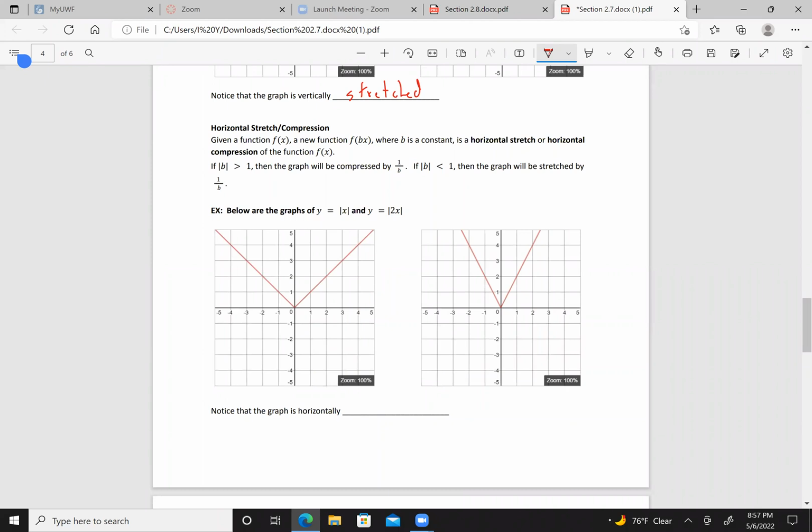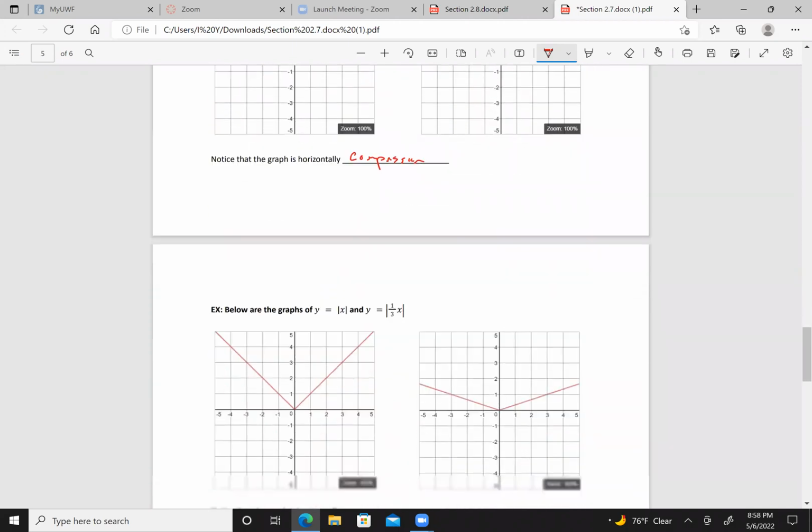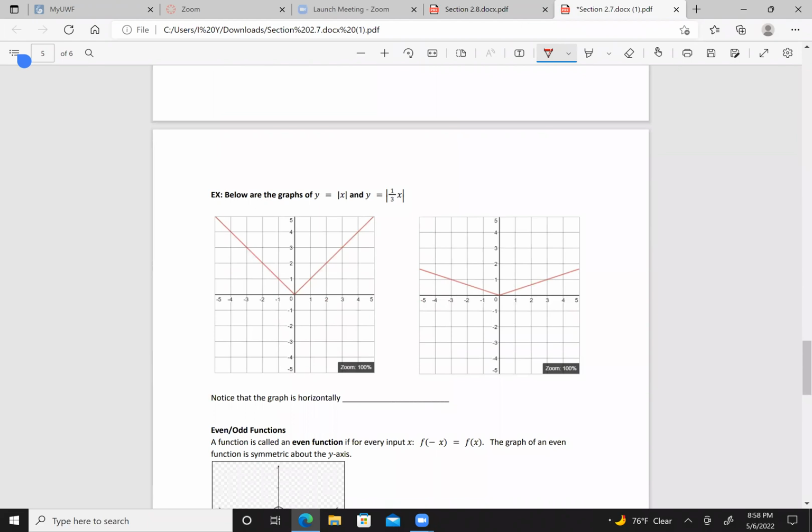So I have y equals absolute value of x and y equals absolute value of 2x. What do I know? b is 2, which is greater than 1, so I'm talking compression. It's like I'm squishing it in horizontally. Likewise here, I have y equals absolute value of x and y equals the absolute value of 1/3 x. What am I doing? I'm stretching it out like that. So this is stretched.